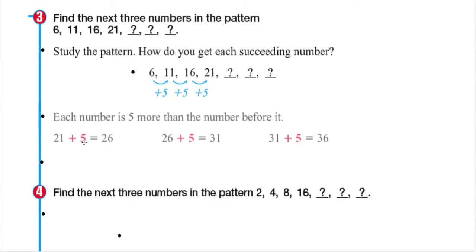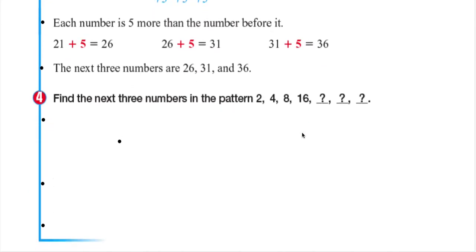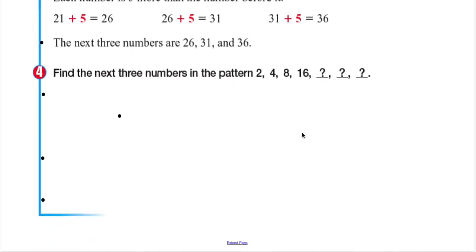So what we do now is simply add 21 plus 5, which gives us 26, and then we add 5 to 26, which gives us 31, and we add 5 to 31, which gives us 36. So the next 3 numbers in that pattern would be 26, 31, and 36. Now let's find the next 3 numbers in the pattern 2, 4, 8, 16.